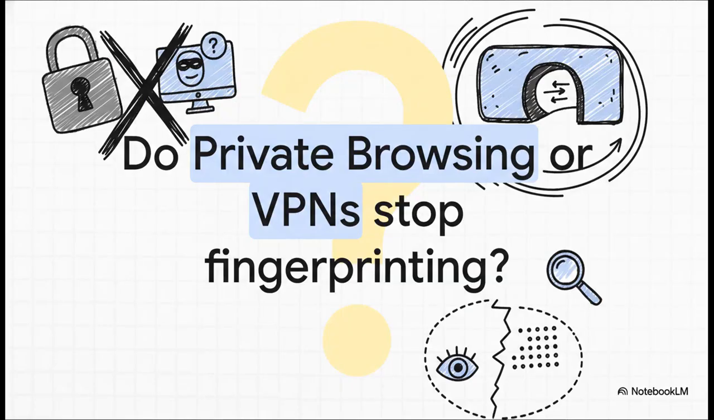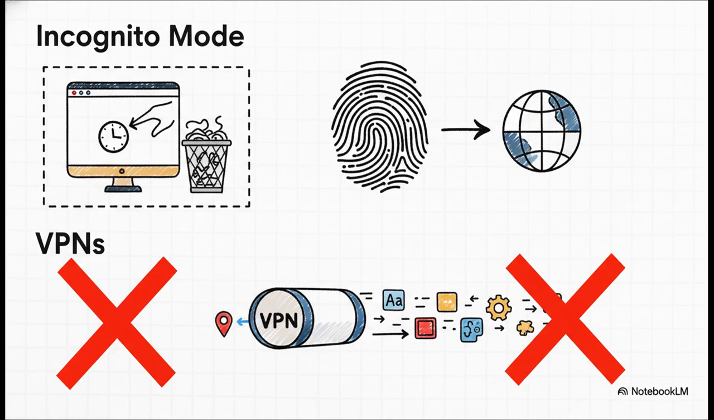Okay, so this brings us to a huge, and I mean huge, misconception. A lot of us rely on incognito mode or a VPN for privacy, but do they actually do anything to stop this kind of tracking? The simple answer is no, they really don't. Incognito or private mode only stops your browsing history from being saved on your own computer. It does absolutely nothing to change the fingerprint your browser shows to the websites you visit.